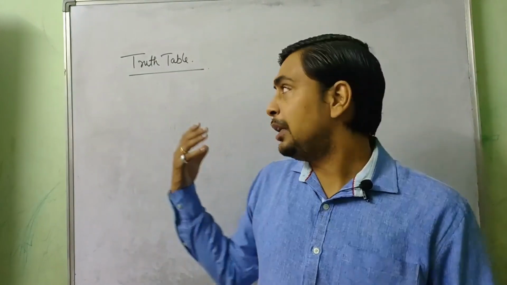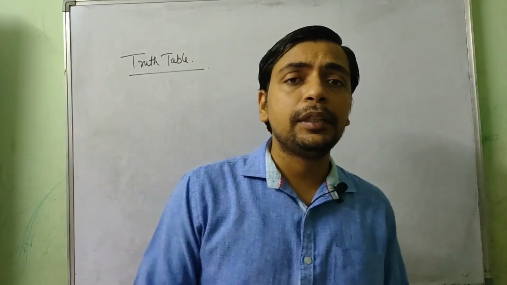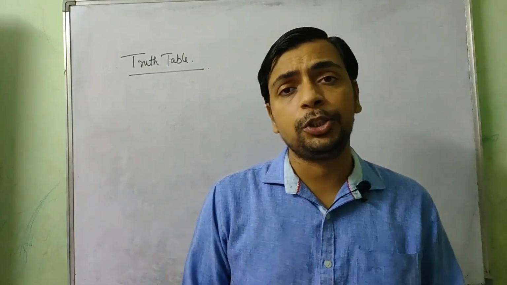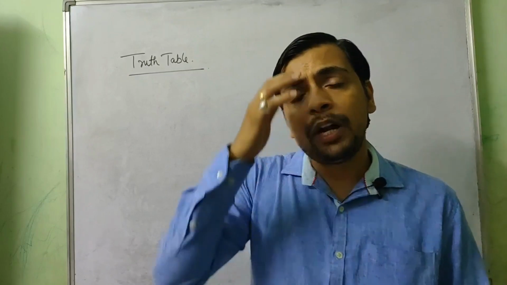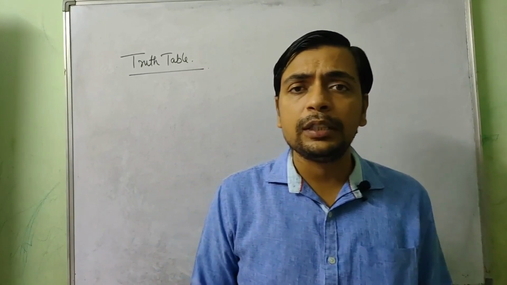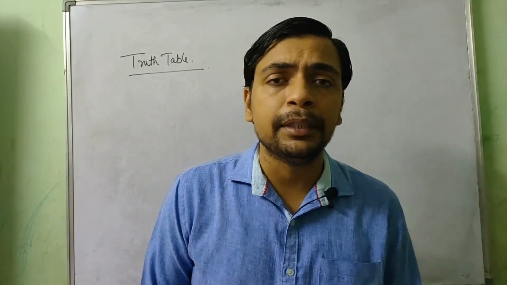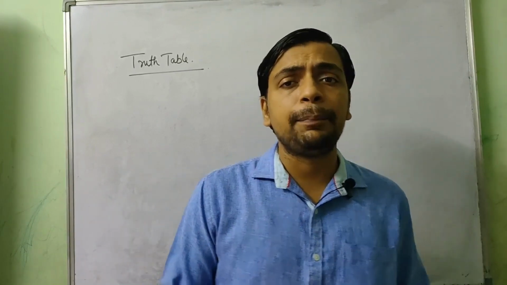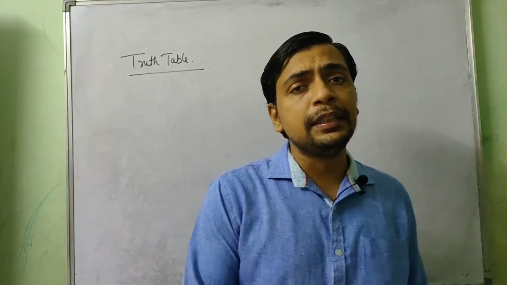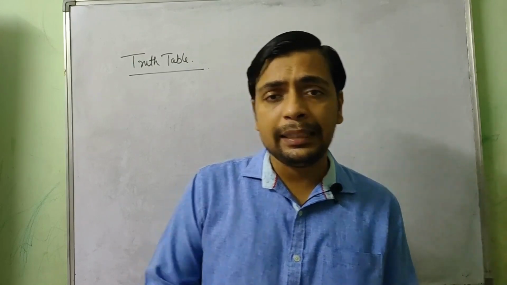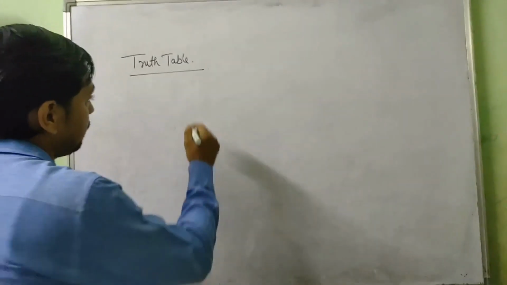Now let me tell you how we can form truth tables with a single proposition, with two propositions, with three propositions, or with four propositions. But before that, let me tell you that the result of the proposition, that is true or false, is stated with the help of binary numbers, that is 1 or 0, where every 1 represents a true and every 0 represents a false. So true or false will be represented in the form of 1 and 0. Let me show you a truth table.